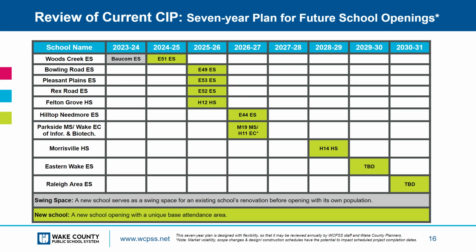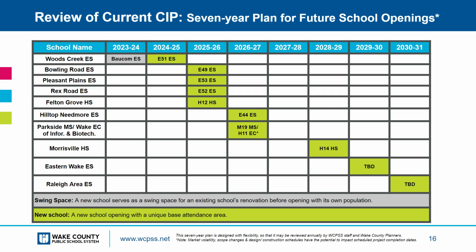This chart shows the projected opening years for all approved new school projects in the 7-year CIP. Please note that although the major renovations projects during the same timeframe are not shown on this chart, they are accounted for during the annual enrollment planning process.